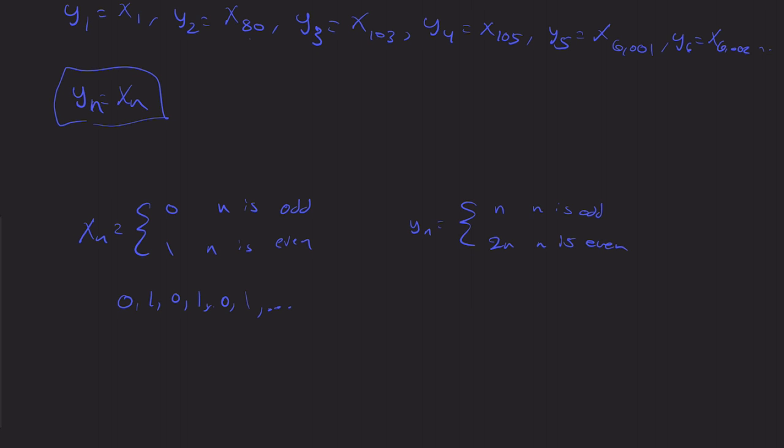It would still have a convergent subsequence, namely, you just pick the zeros. This one wouldn't. So this has no convergent subsequence.